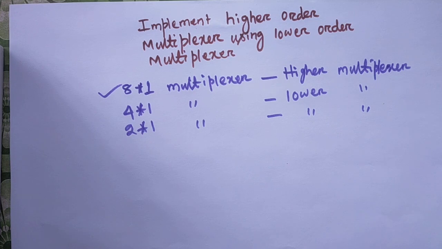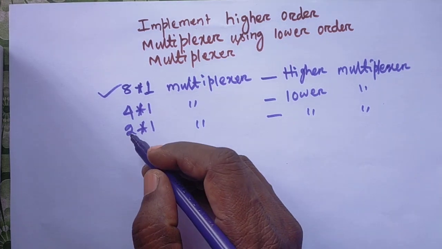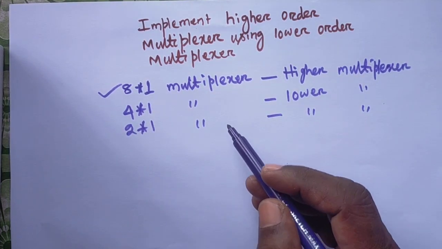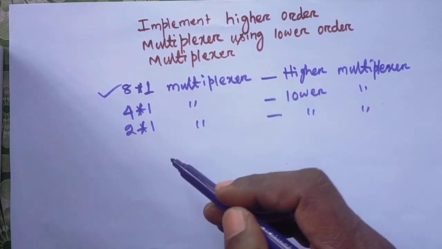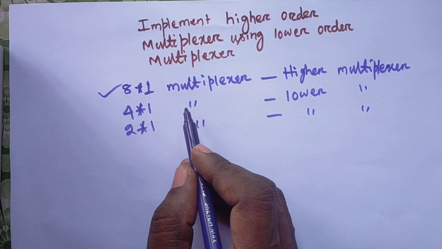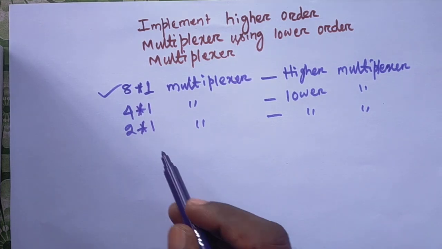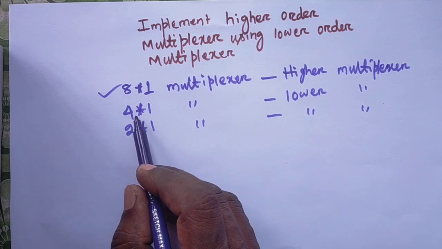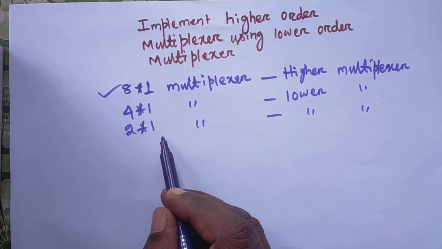Okay, so now we see how it will be designed, in a very simple way. First of all, we see how this lower order multiplexer is designed. Suppose we need to implement an 8 into 1 multiplexer with the help of 4 into 1 multiplexers and a 2 into 1 multiplexer.